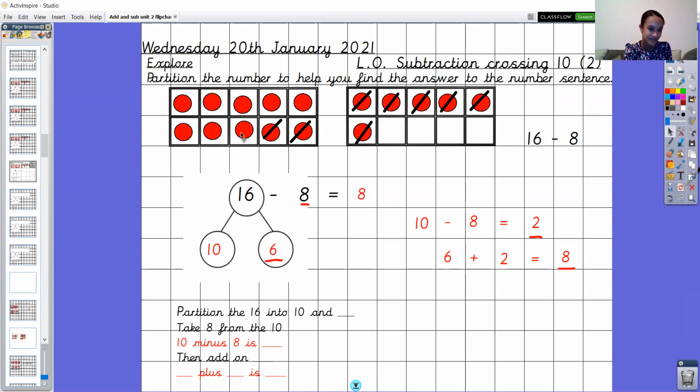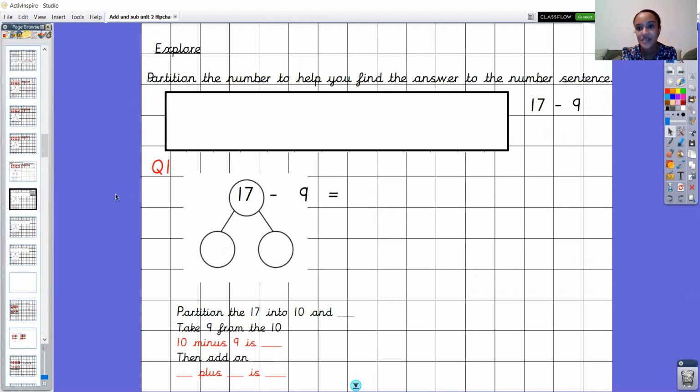Brilliant, we are right. Okay, so I've got 3 questions for you today, Year 1, and I'm going to show you now. I have hidden the 10 strings this time, so we're going to use them at the end for a double check. But I want to make sure you're really thinking about this method, okay? So I'm going to leave you to do this one on your own, and then we'll come back together and do it together, okay? So 17 take away 9.